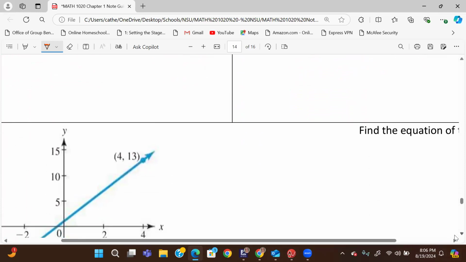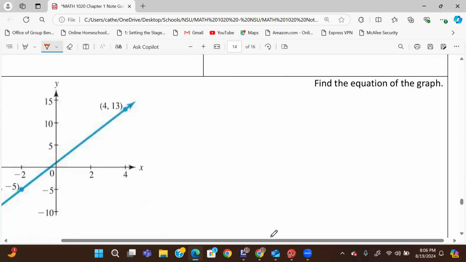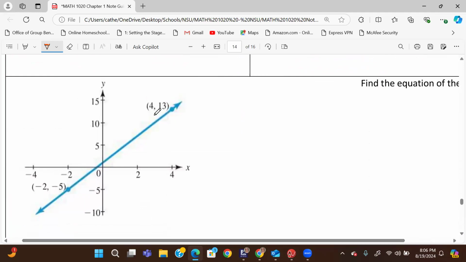All right, this one's from a graph. Now, I took this image out of the textbook, but when you get in MyMathLab, I don't believe it labels the points. You have to figure out where they are on the grid. So I'm going to go ahead and label these. And again, the first thing we want to do is find the slope. So y2 minus y1 over x2 minus x1.